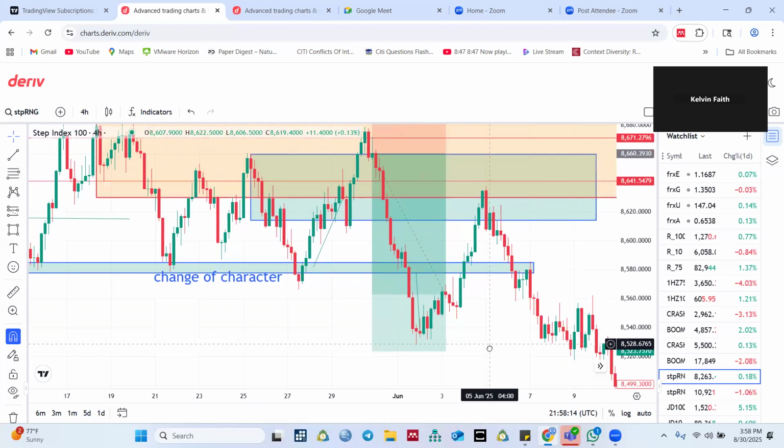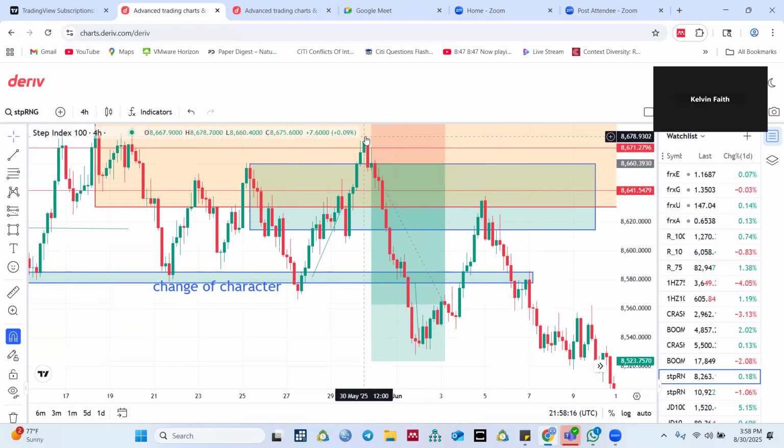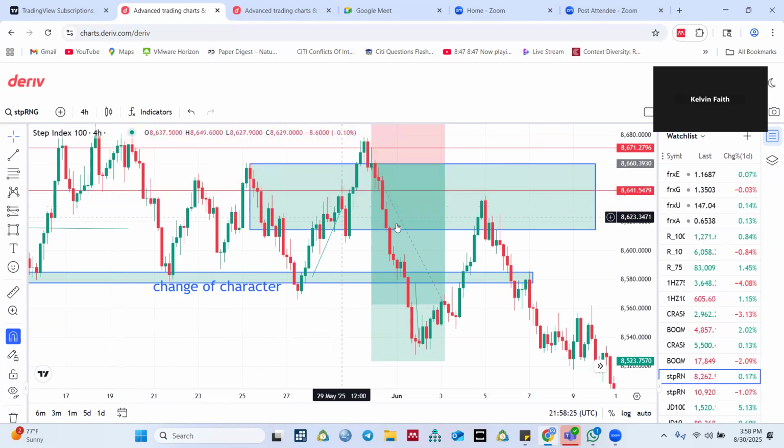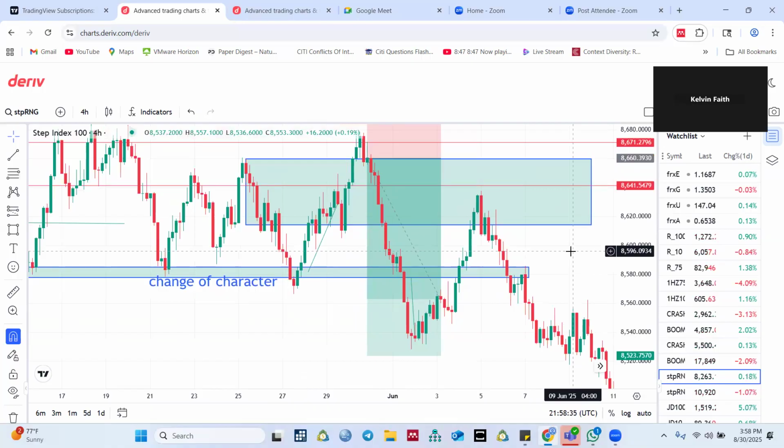Okay, so now from this high here, we've already mapped out all our entry procedures. This red area is giving problem. So one, we want to sell below the first red line. We want to sell below the second red line. Those are our zones or our entries.